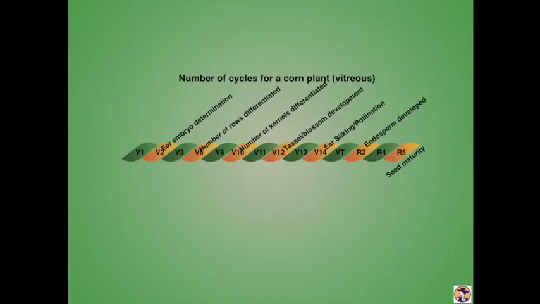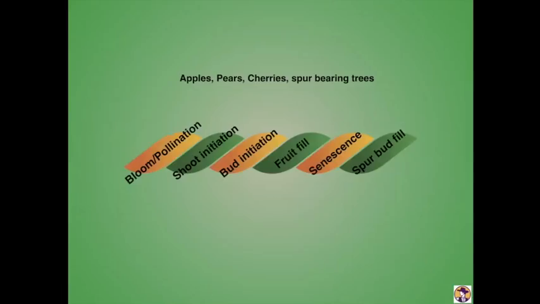And so you continue throughout this entire life cycle for the corn plant, where you have 13 transitions, where it's switching back and forth from one to the other 13 times. So this same pattern holds true for all productive crops. If we're working with spur-bearing trees, we have 6 of these macro trends where we're switching from bloom pollination to shoot initiation, back to bud initiation, fruit fill, and so forth, where we have this constant switching back and forth. So why is this worth talking about, and why does it matter?